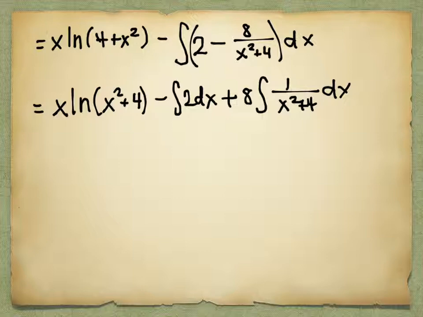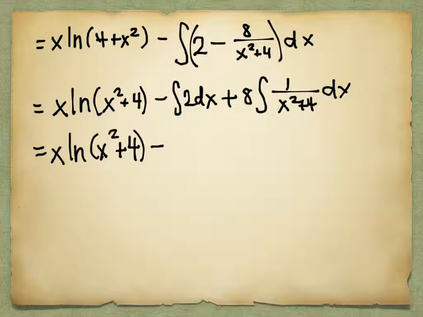All right, so the first piece, of course, is already done. I have x natural log of x squared plus 4. What's the integral of 2? 2x, good. Now, I'm going to put my 8 down. What's the integral of 1 over x squared plus 4? Is it natural log? It's arctangent on this one.